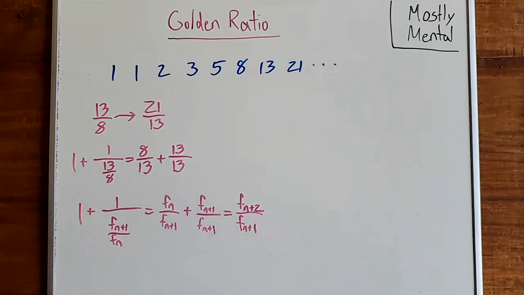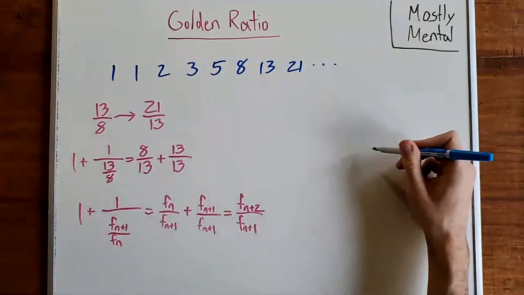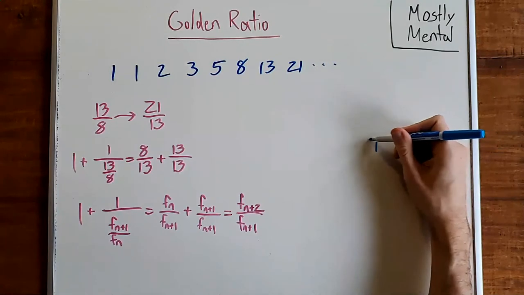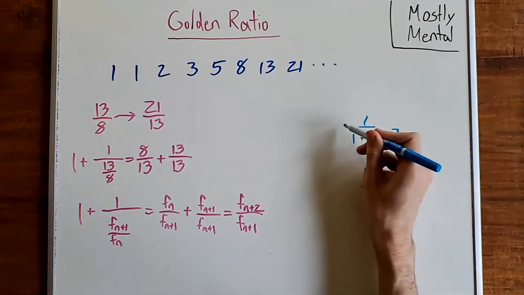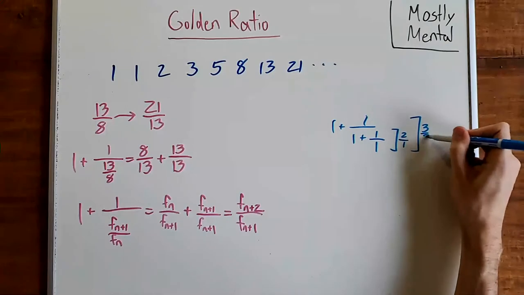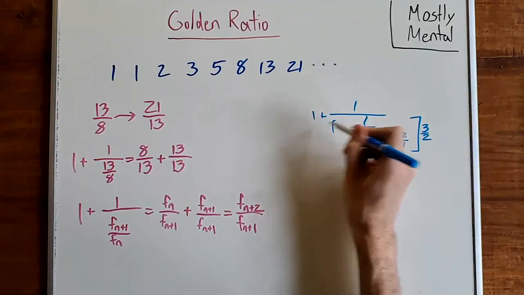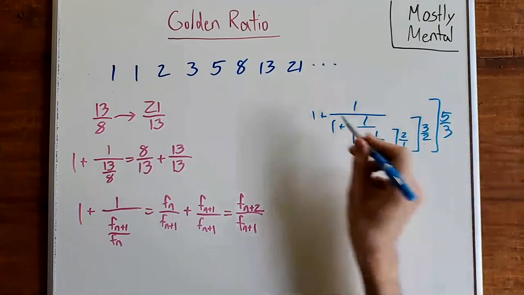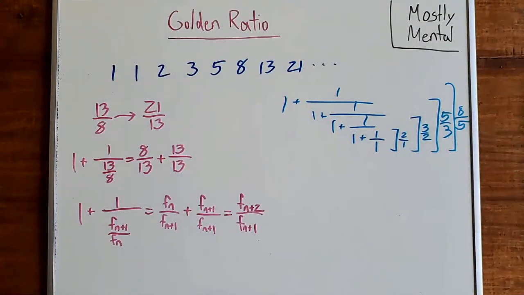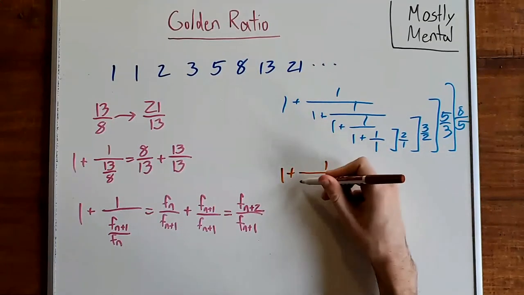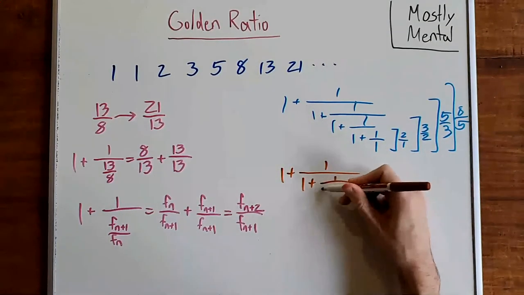Let's try that out, starting with our first ratio, 1 over 1, which is just 1. So we take the reciprocal and add 1, which gives us 2 over 1. Then we take our reciprocal and add 1, which gives 3 over 2. Then we take the reciprocal, add 1, which gives us 5 over 3, then take the reciprocal, add 1, which gives us 8 over 5, and so on and so forth. And if we keep going out, this pile of fractions gets bigger and bigger, and the longer we go, the more it looks like an infinite fraction, called a continued fraction, which looks something like this.